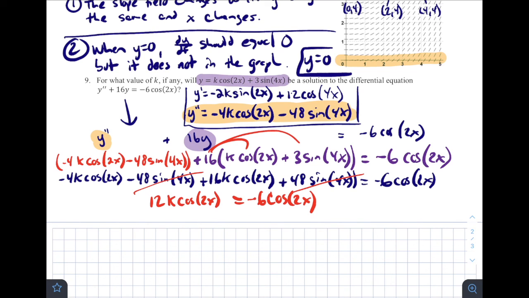Divided by cosine of 2x on both sides, we get 12k is equal to negative 6. And if we divide by 12, we get that k is equal to negative 6 over 12, which is negative a half. So that is going to be our final answer for problem number 9.